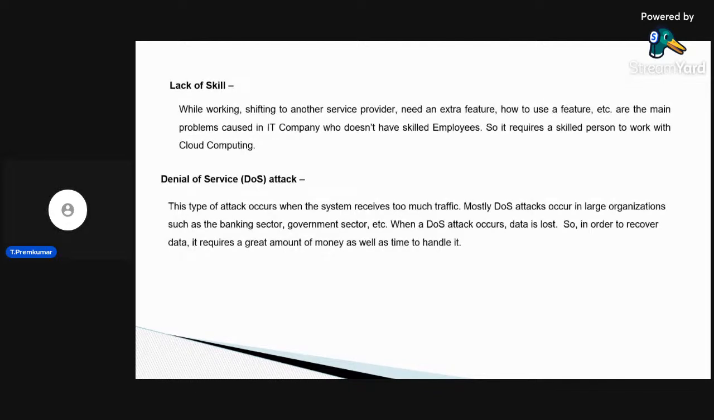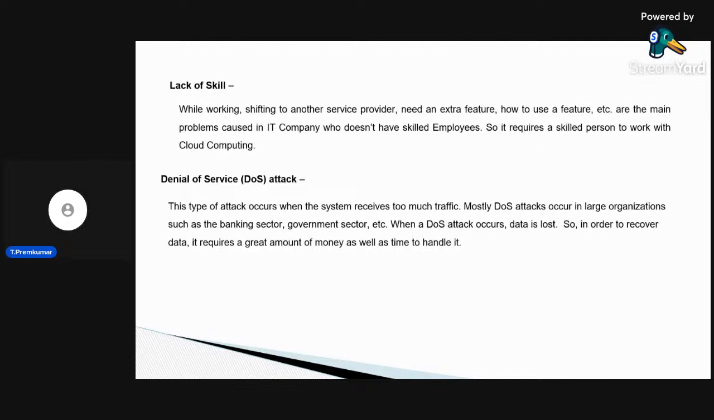The next one is the lack of skills. While working on or shifting to another service provider, needing extra features and knowing how to use those features are the main problems caused in IT companies that don't have skilled employees. So it requires skilled employees to work with cloud computing.